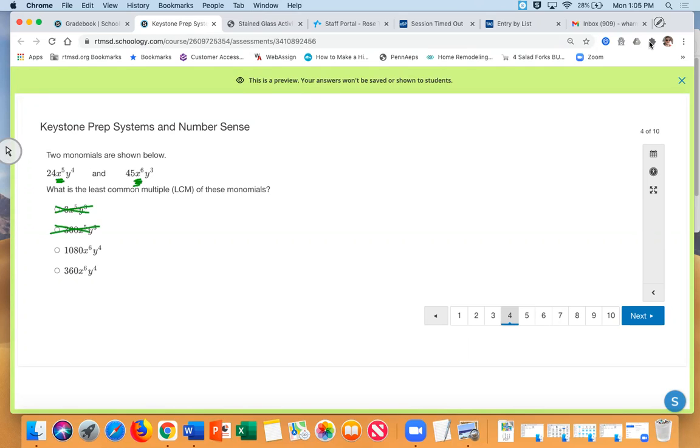And Mark, guess what I do here? Algebra. I realize that both my y's are the same. Why are they the same? Because y to the fourth and y to the third, y to the fourth is bigger. It's going to be part of my answer. That's why it's the same in both of them. Now, if 24 and 45 goes into 360, that's my answer. If it doesn't, then the 1080 is my answer.